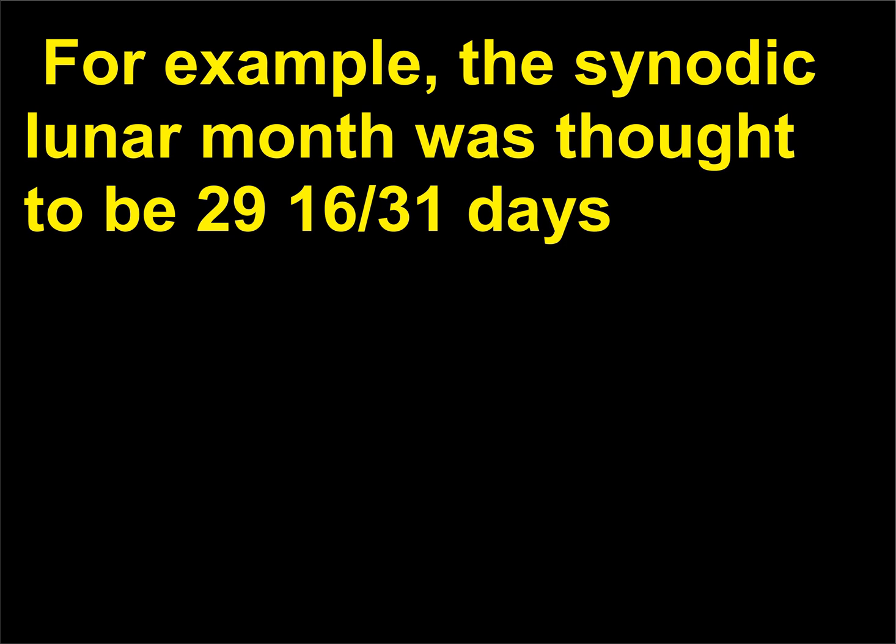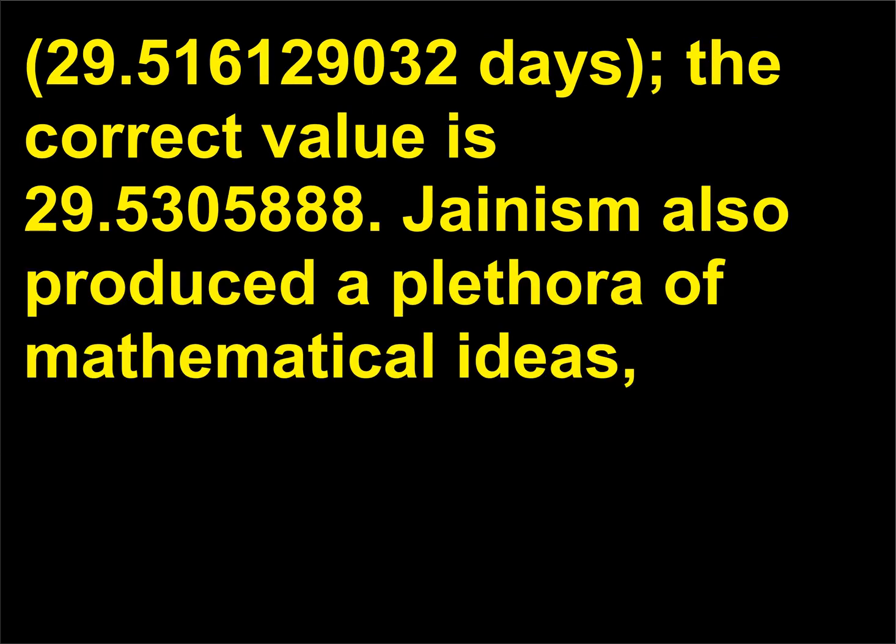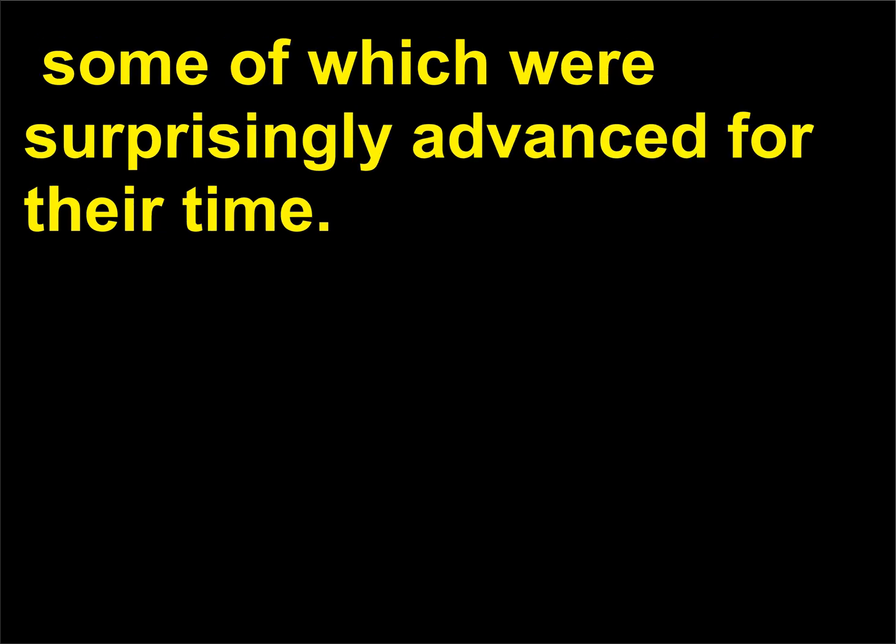For example, the synodic lunar month was thought to be 29 and 16/31 days, 29.51612903 days. The correct value is 29.53058888. Jainism also produced a plethora of mathematical ideas, some of which were surprisingly advanced for their time.